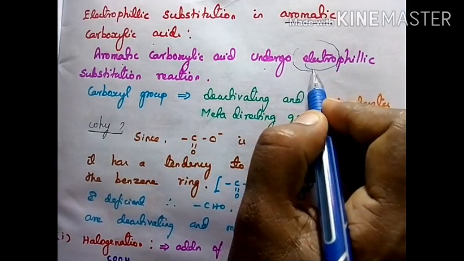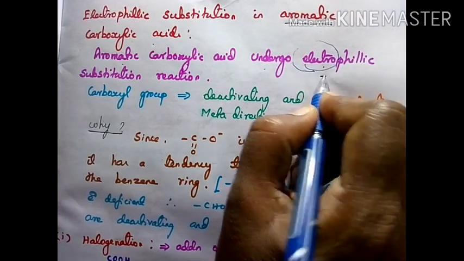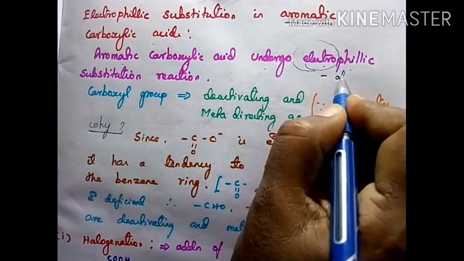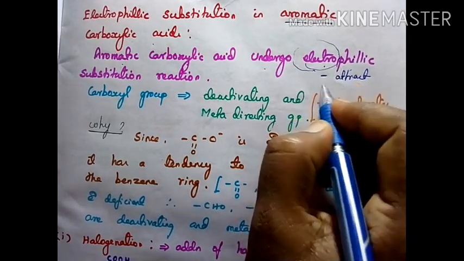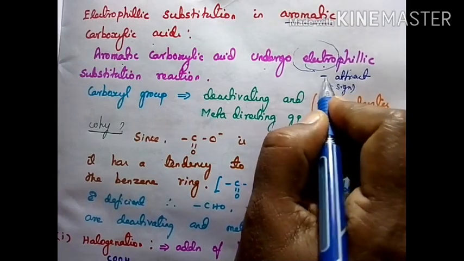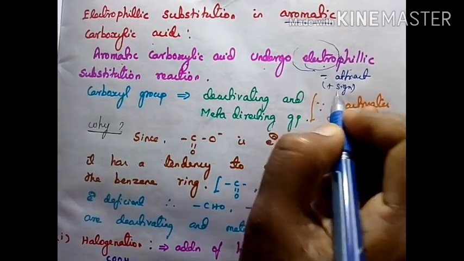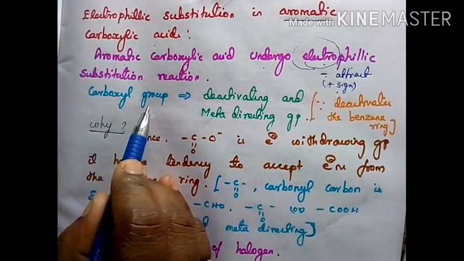Electrophilic, the name itself we can understand. Electro means electron, philic means loving; it has a tendency to attract electrons. That means it carries which sign? Plus sign. It attracts minus, therefore it carries a plus sign. Now we are going to see the electrophilic substitution in the benzene ring.